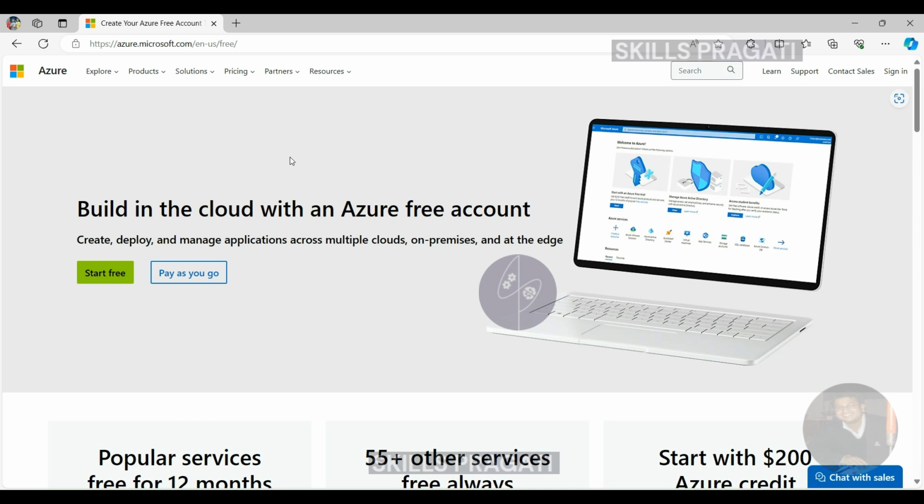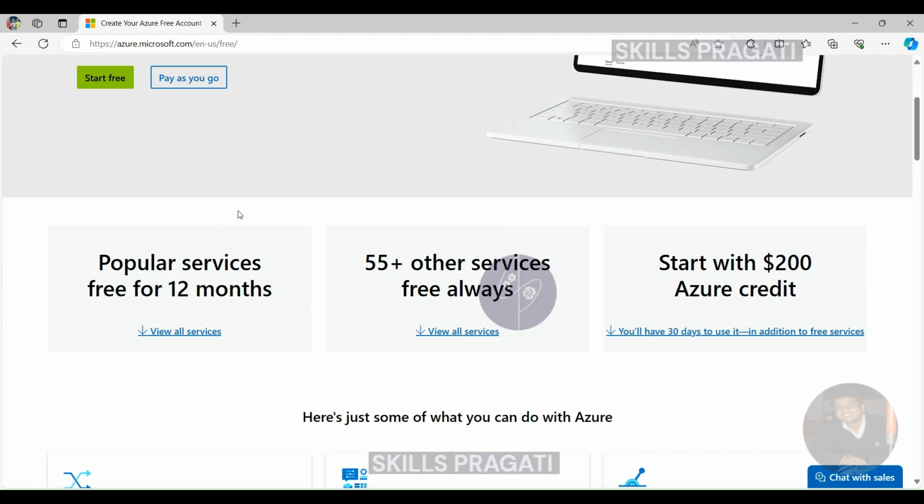Let's talk about the Azure Free Account in this chapter. To learn about Azure's services, it's best to make an Azure account and begin using them. One fantastic thing about Azure is that they provide a free account. You can make this account for free and start using their services right away.